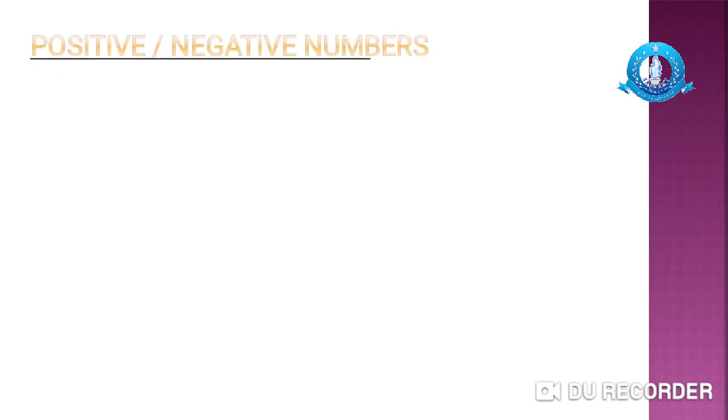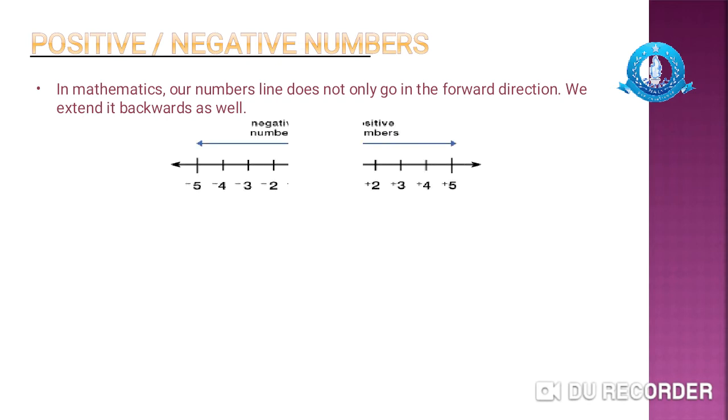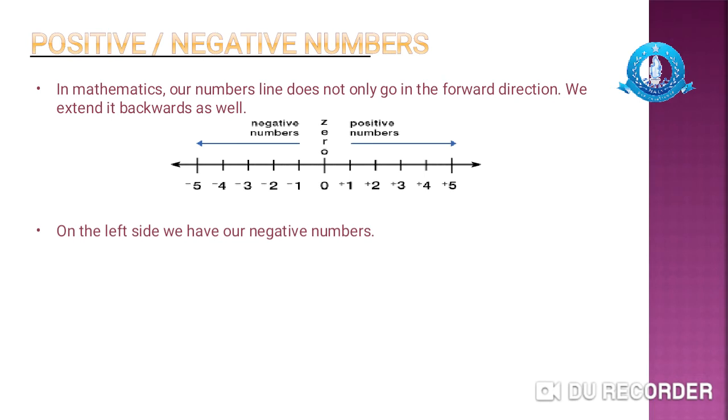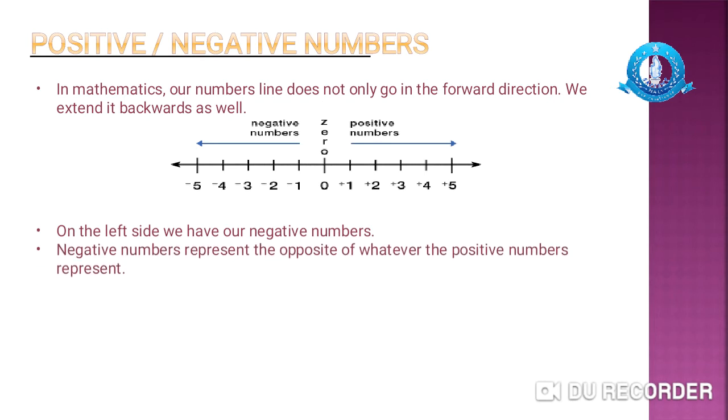Positive and negative numbers. Now for the number line, we know that it starts from the number 0 and it extends to the right side for all the positive numbers. Here I will tell you that our number line, although it starts from 0, also extends towards the left side. Over here we have our negative numbers. Negative numbers represent the opposite of whatever the positive numbers represent.